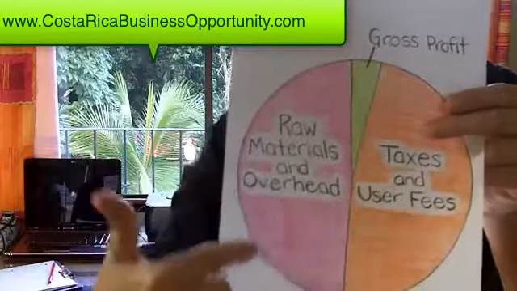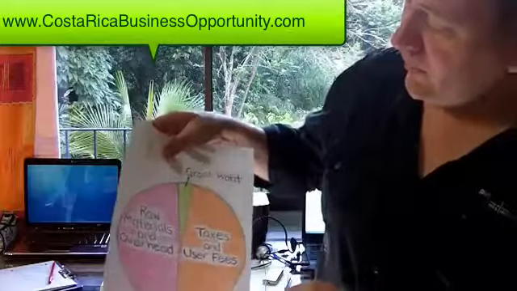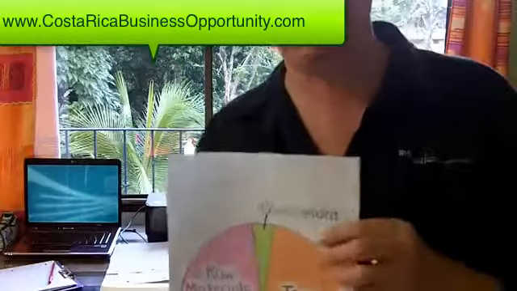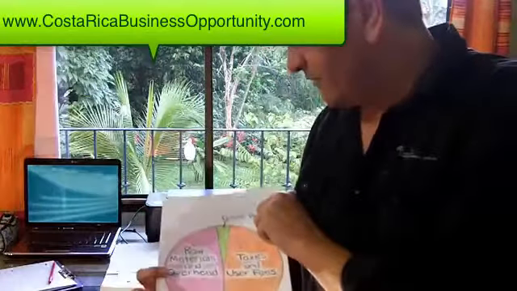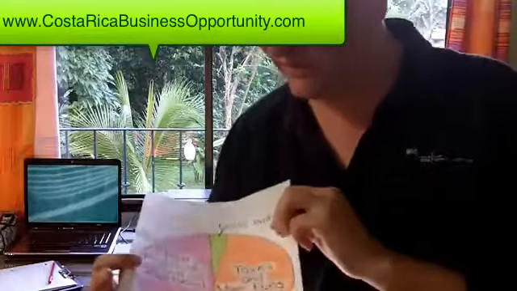And of course, raw materials and overhead, I mean, that doesn't need a lot of explanation. If you're a restaurant, then you've got raw shrimp, and you've got your rent, your lease, well, whatever else it is. You've got to pay your minions and your insurance and all the rest of that.